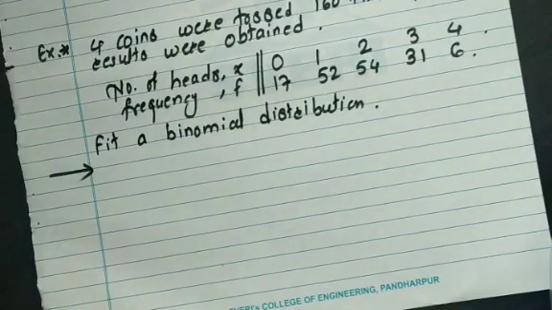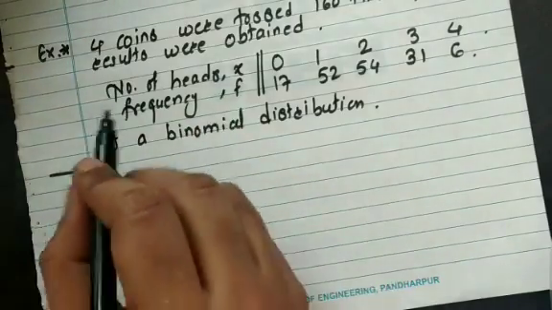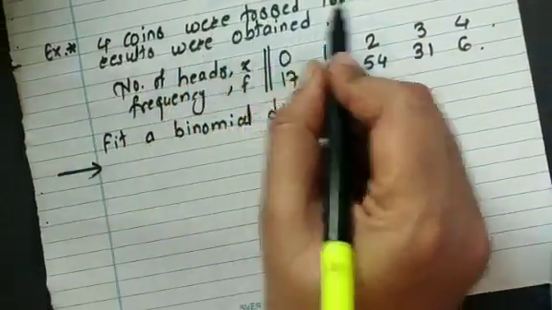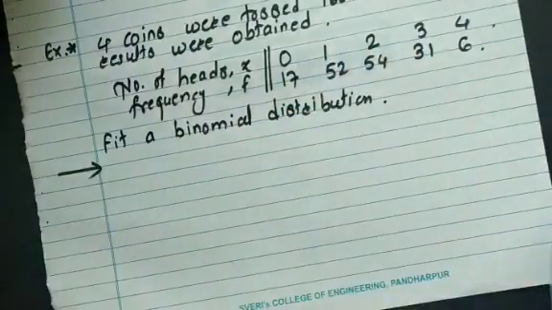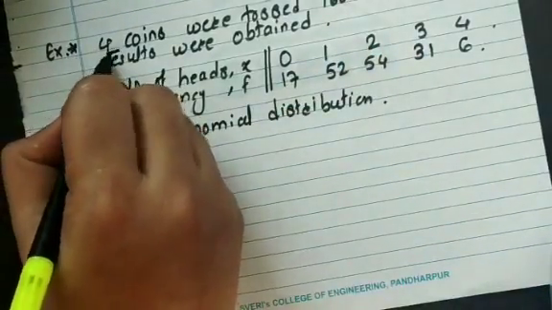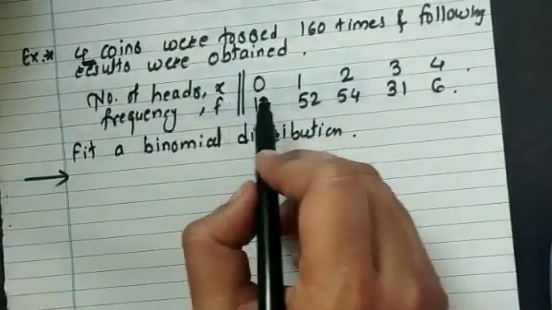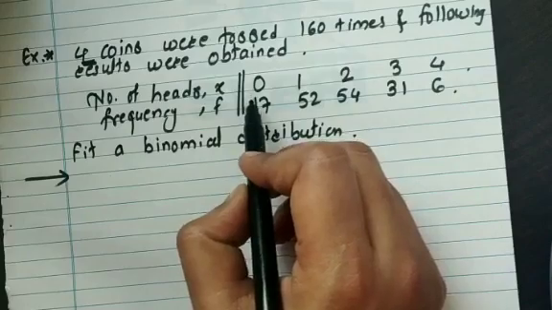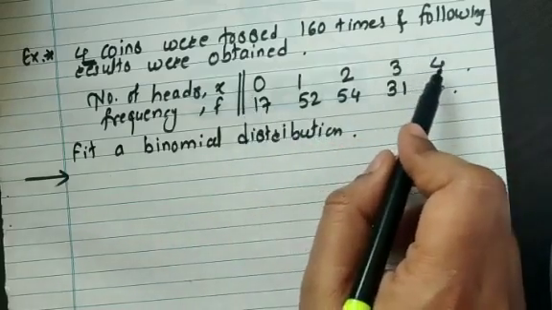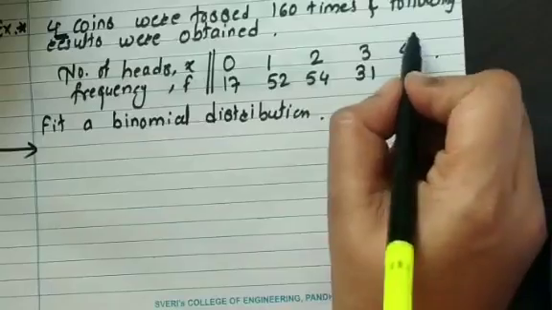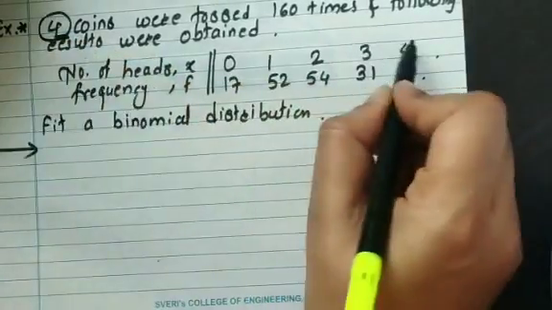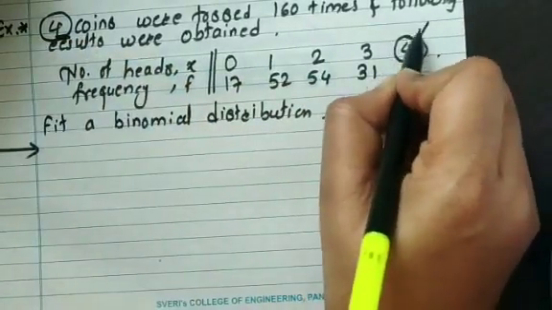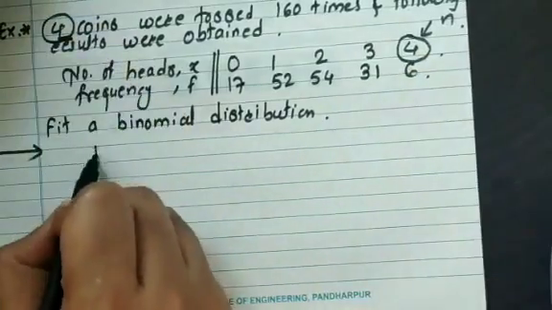Here we first have to find the value of n. Can you tell me n here? Four coins were tossed 160 times; 160 is just the total frequency. So how many coins were tossed? There are 4. Or we can also see from this: if we consider successes, there can be 0 successes and at most 4 successes, so this highest number is the value of n. So n is 4.